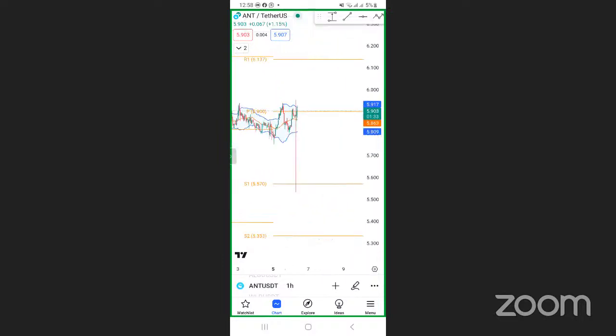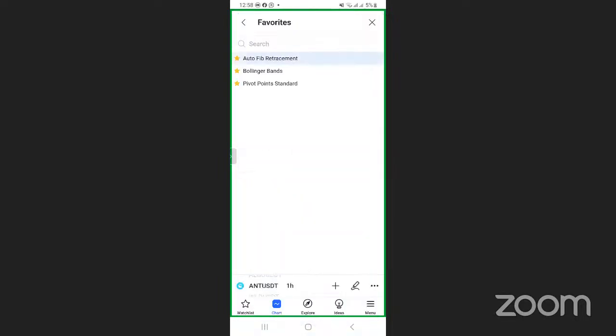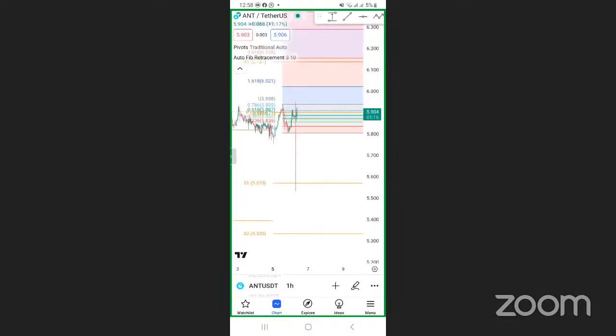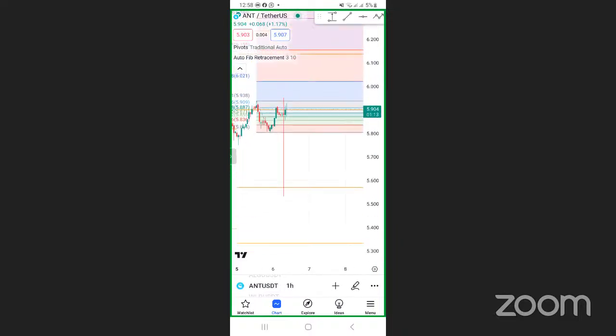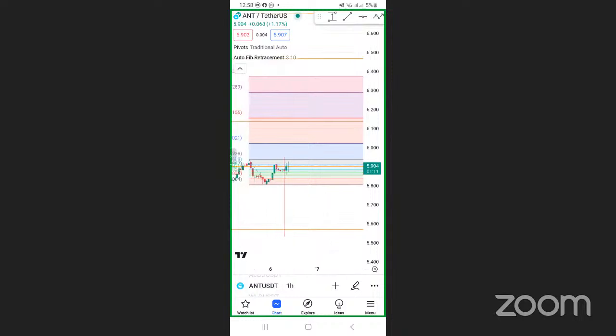How many do I have? I have 2, so I want... Okay, I've also removed the Bollinger Band such that I can add Fibonacci. Okay, I've clicked on it once. Now, are you seeing that nice indicator? So it's showing me.